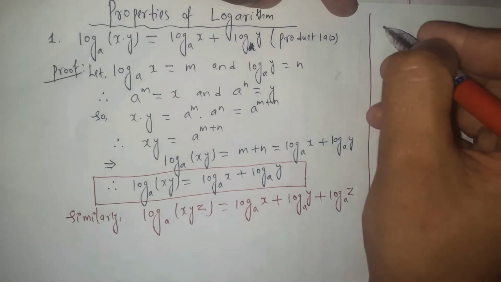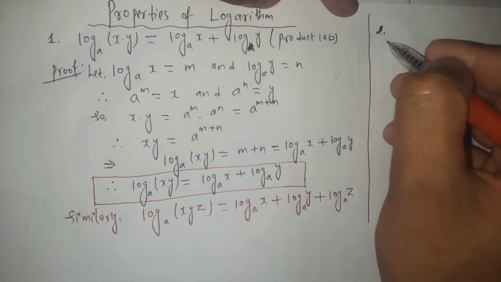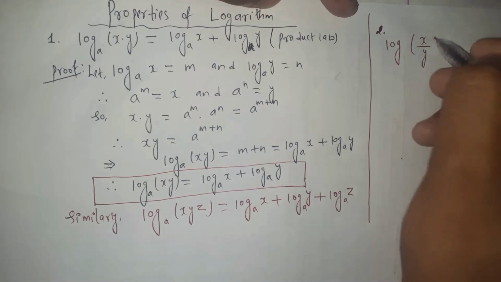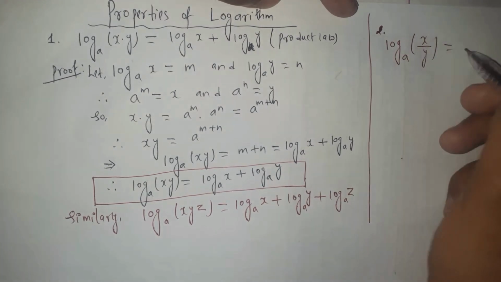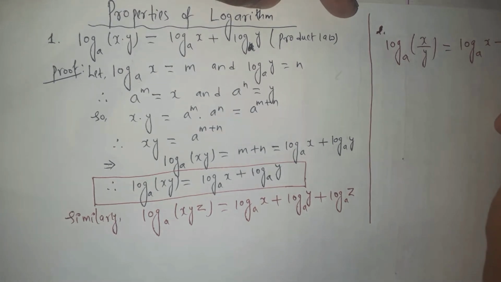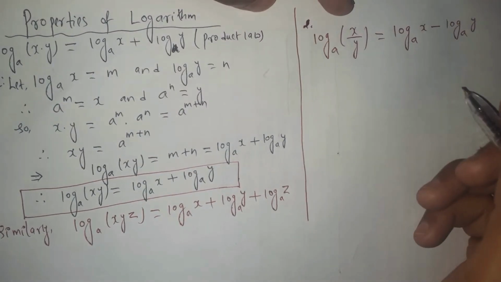And the second property is, let's talk about the second property. It is about the quotient law. The log of x over y with base a is the same as log of x with the same base a minus log of y with the same base a. This is the quotient law.